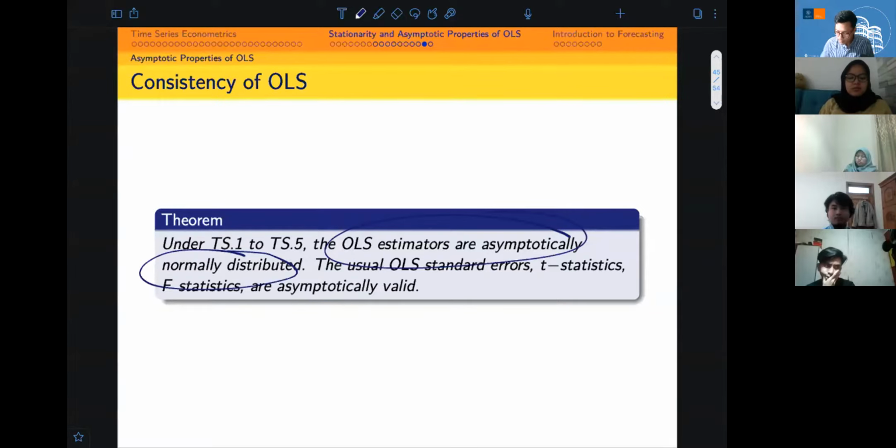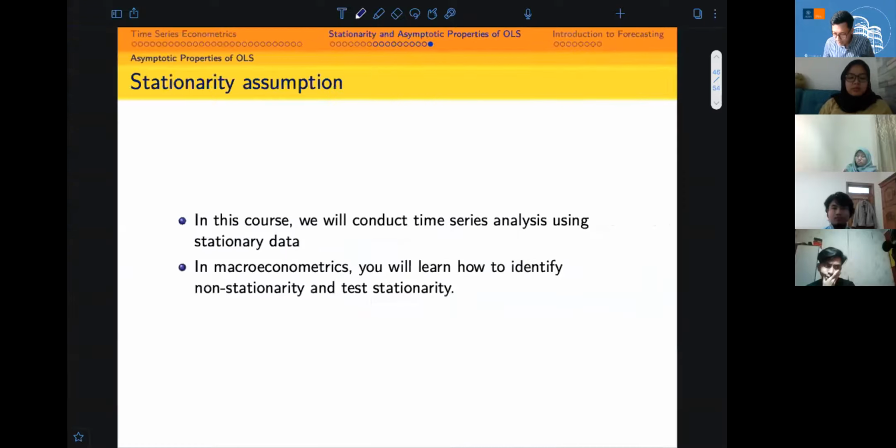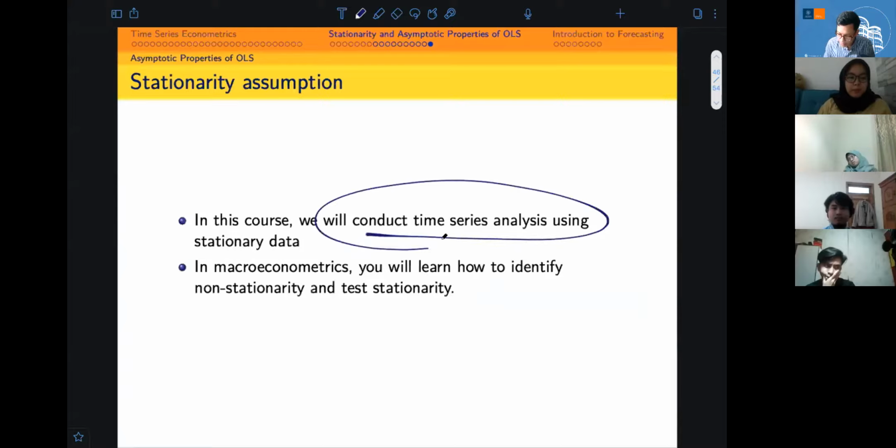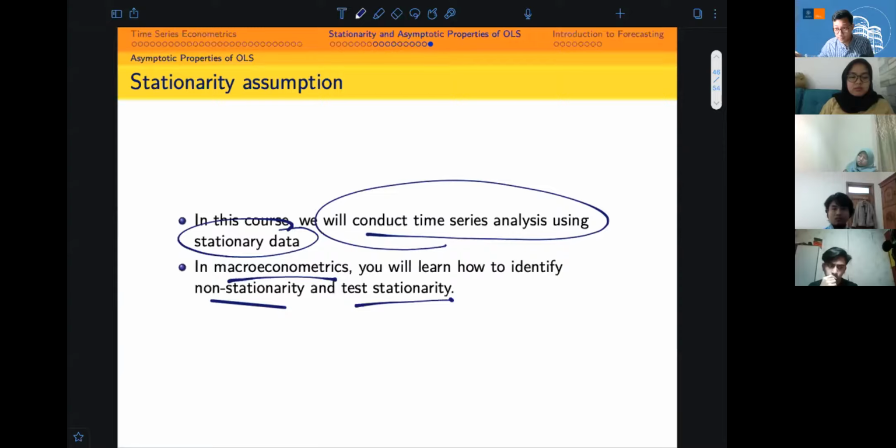Okay, all right. So again, in this particular course, we will conduct time series analysis using only stationary data. In macroeconometrics, you will learn how to identify non-stationarity, test stationarity, and then do analysis using non-stationary data, which is, in a lot of cases, very much exciting, but you'll get there. But before that, we're just going to assume that the variables that we use are stationary.